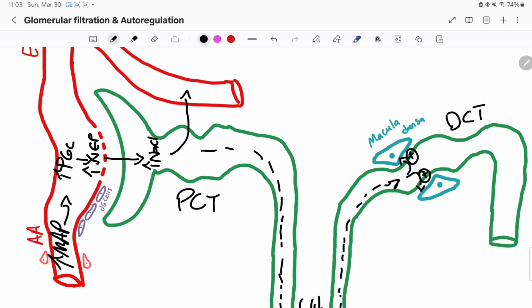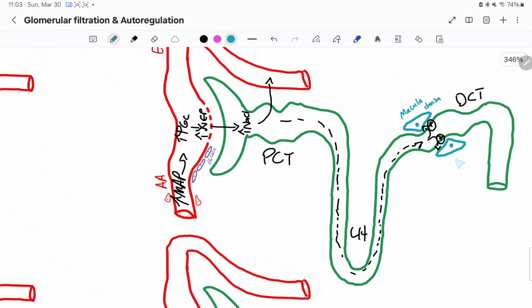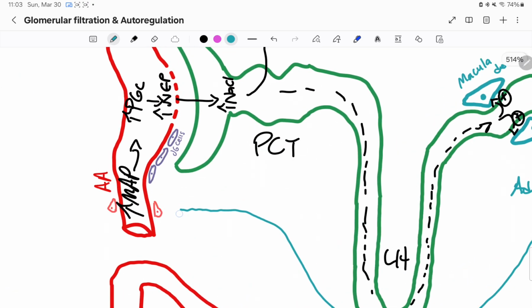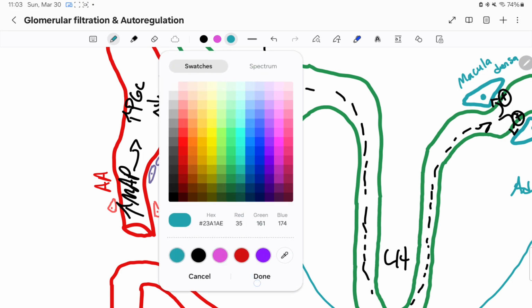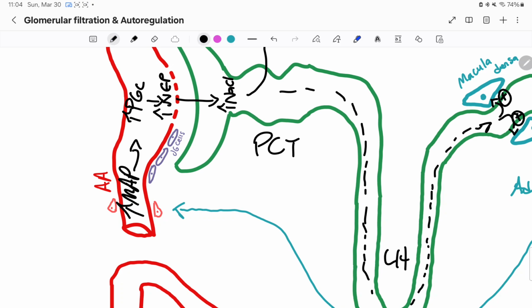Because they sense the sodium chloride, it stimulates and activates them. And in response to that, guys, they're going to secrete a molecule called adenosine, which is just a breakdown product of ATP. And this adenosine, you know what it'll do? It'll come all the way back here and act on the smooth muscle cells of the afferent arteriole, and it'll cause them to contract. It'll go through vasoconstriction. If you cause the contraction of that afferent arteriole, what are you going to do?